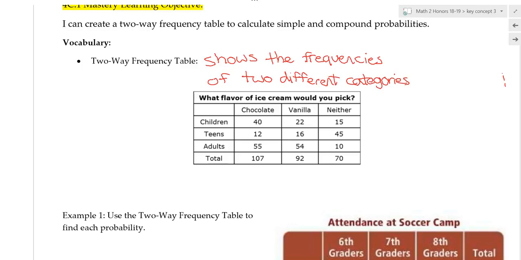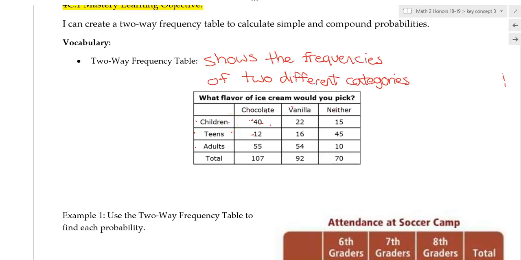So, for example, what flavor of ice cream would you pick? I want to not only know the flavor of ice cream, if they like chocolate, vanilla, or neither or another, I also want to know what age they were. So here it shows the number of children that liked chocolate. Here's the number of teens that liked chocolate.